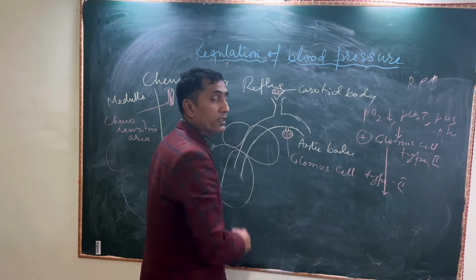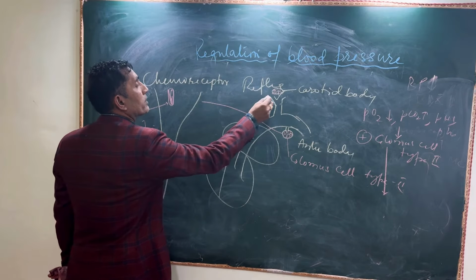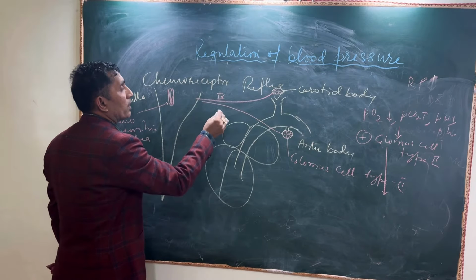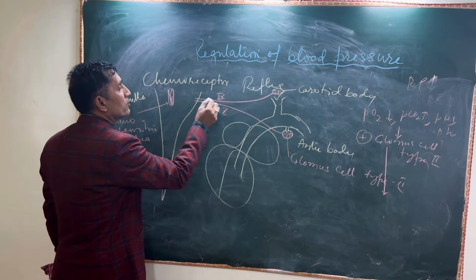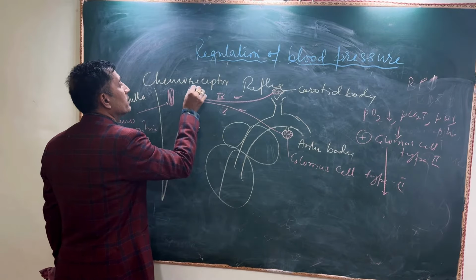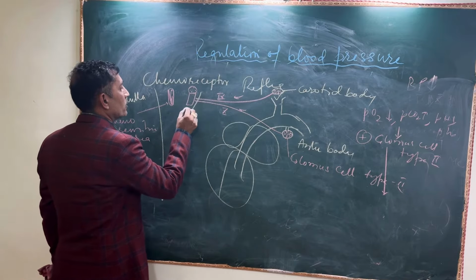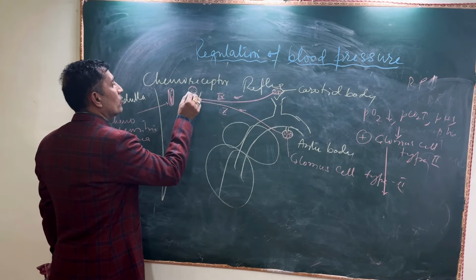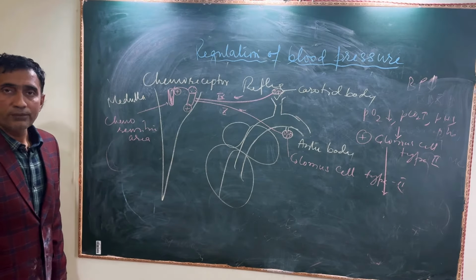What will happen when they are stimulated? The information will be carried by the 9th, glossopharyngeal nerve, and also the 10th. The information will come to the nucleus tractus solitarius. So the nucleus tractus solitarius here will be stimulated, and ultimately this will stimulate the chemosensitive area.